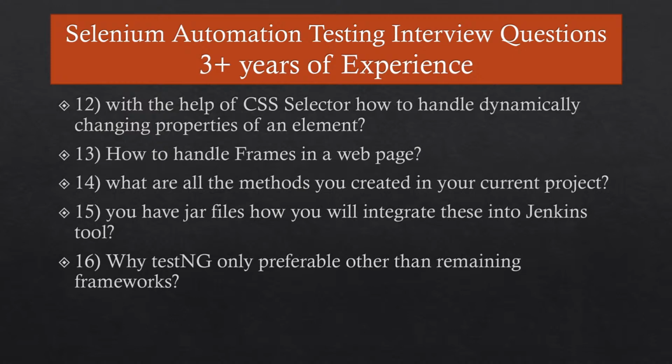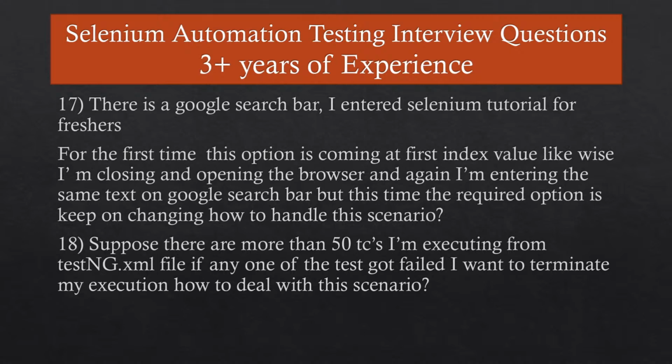Okay, so likewise we can have around 30 questions. So this is one real-time question. There is a Google search bar. I entered Selenium tutorial for freshers. For the first time, this option is coming at first index value. Likewise, I am closing and opening the browser, and again I am entering the same text on the Google search bar. But this time, the required option keeps on changing. How to handle this scenario?